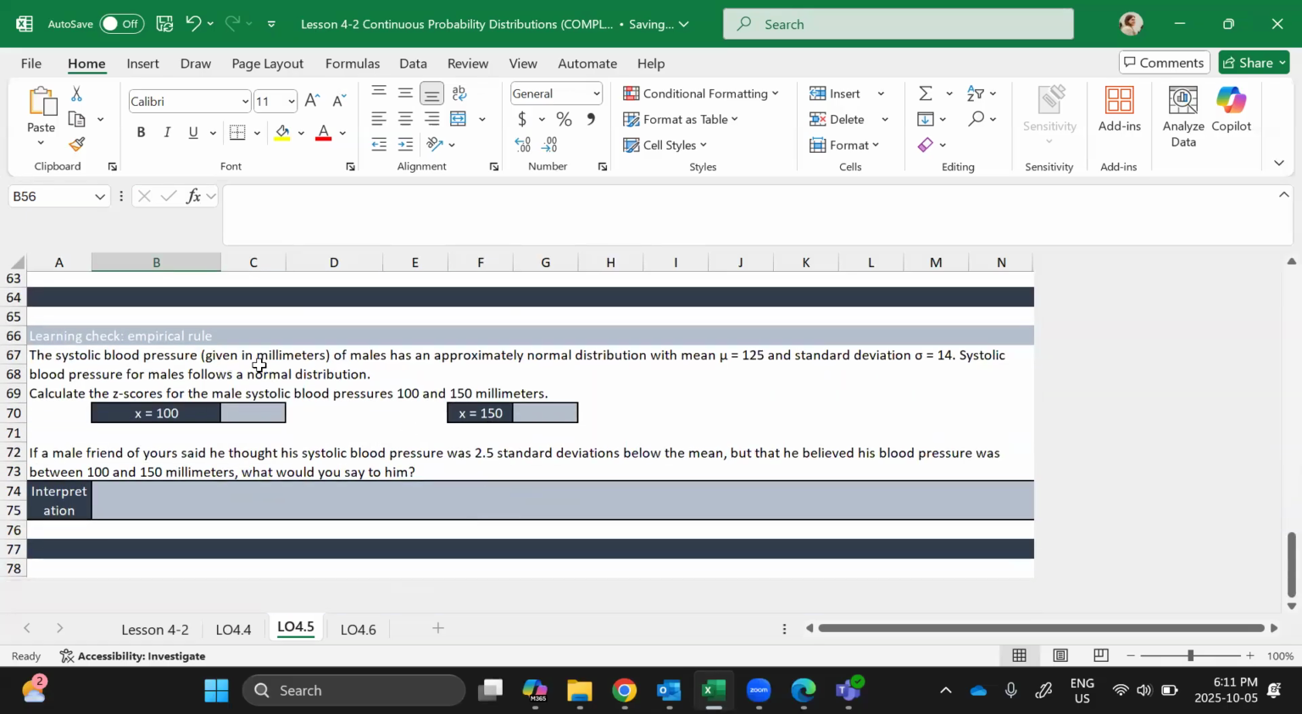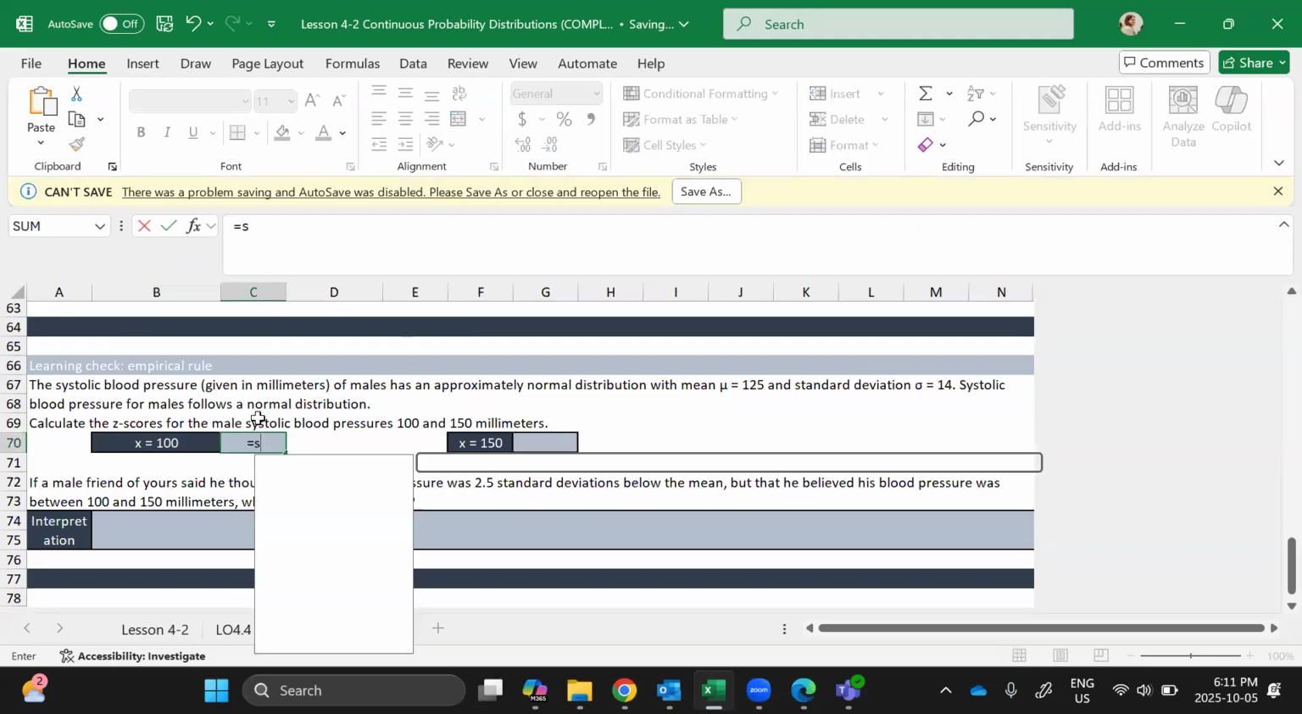I have a check for you to try out the formulas on your own here and interpret some Z-scores. So please pause the video, and then when you press play again, I'll show you the answer. So the systolic blood pressure given in millimeters of males has an approximately normal distribution with a mean of 125 and a standard deviation of 14. The blood pressures follow a normal distribution. We want to calculate the Z-scores for both 100 and 150 milliliters.